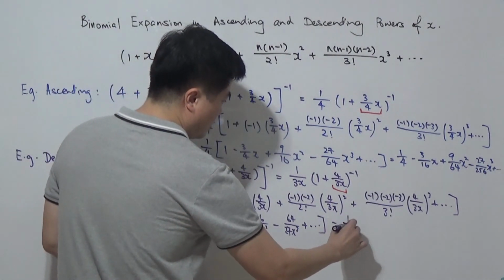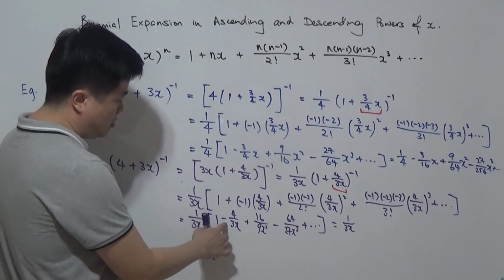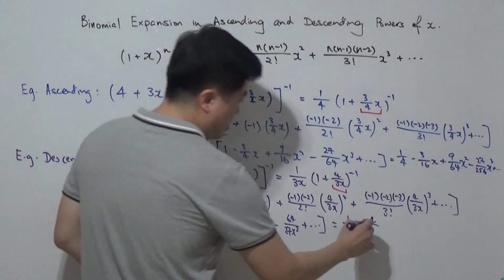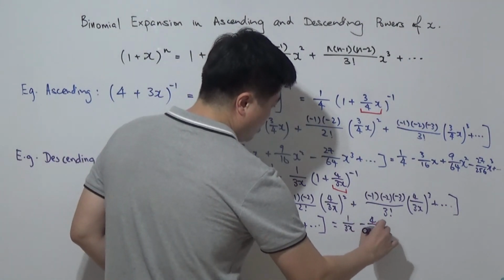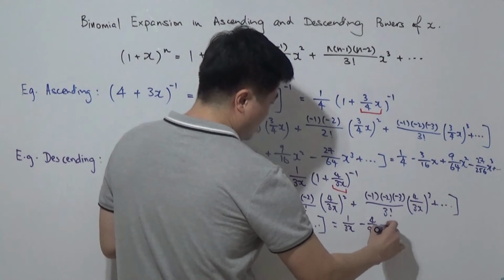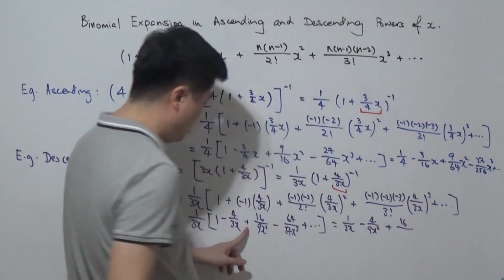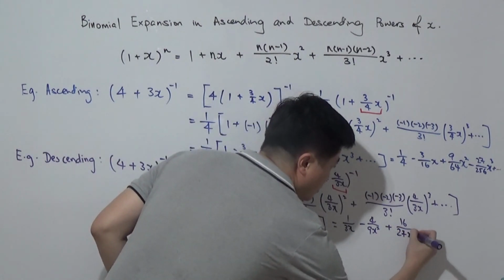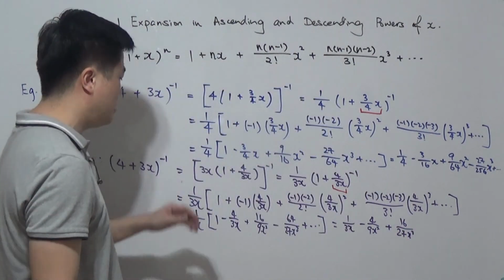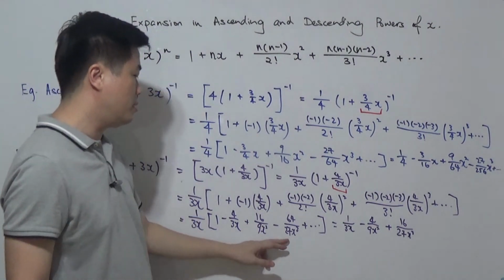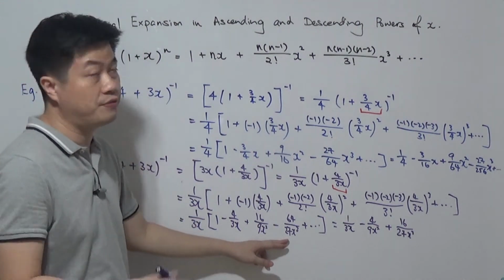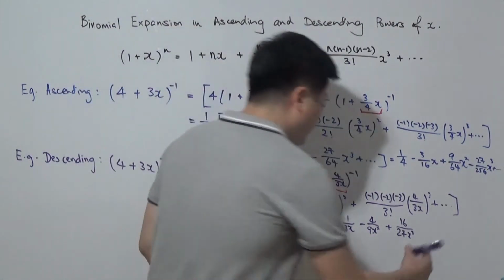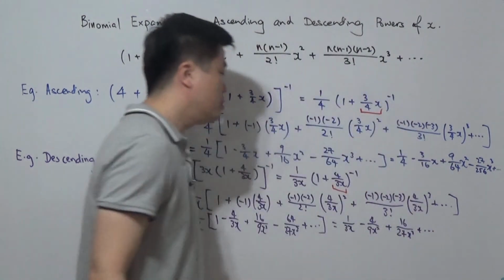Now we're going to multiply all this in. So we have 1 over 3x, and then after that, the next one would be minus 4 over 3 times 9, so that's 4 over 9x squared. And then we have a plus 16 over 9 times 3, which is 27x cubed. Like I said, let's omit anything that is x to the power of minus 4 and below. We'll just stop here, and then we'll have a plus dot dot dot. So that will be your answer.